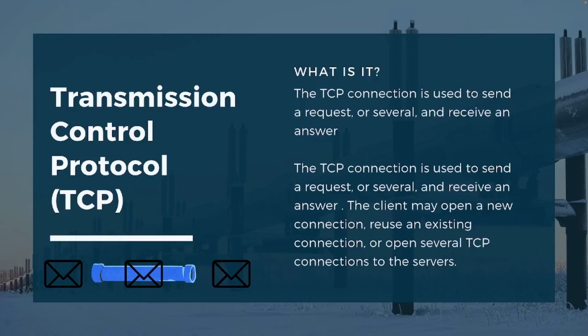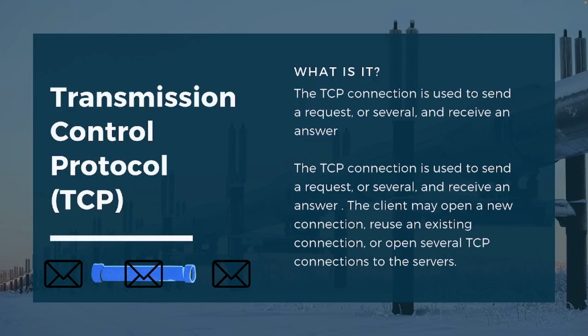Now, transmission control protocol. This is a very important concept to understand in regards to HTTP, right? So transmission control protocol, TCP, is a connection used to send a request, or to send several requests, right? So think of it like a pipeline. When a client needs to make a request, think of a pipeline that opens up, and on one end is the client, and on the other end is the server.